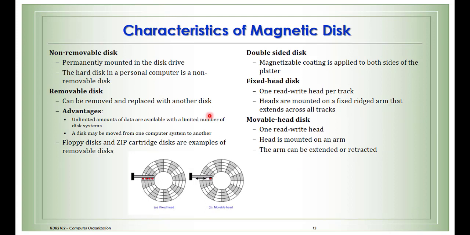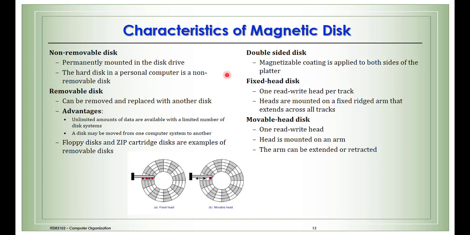The magnetic disk has different characteristics or types or categories. Some of the disks are non-removable, which means mounted inside the computer, or removable disks that can be removed and replaced by another disk. We also have double-sided or single-sided disks. Double-sided means we can use both sides of the platters, not one single side, and each side of the platter is called a surface.